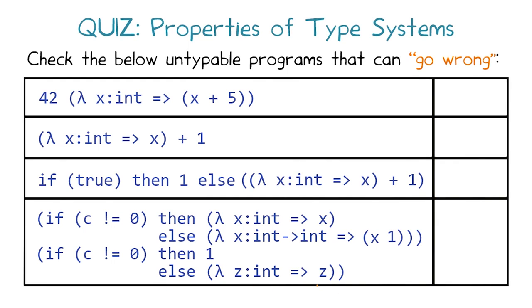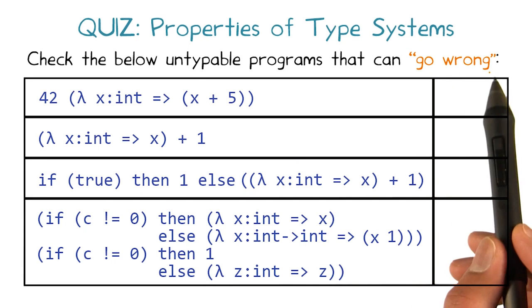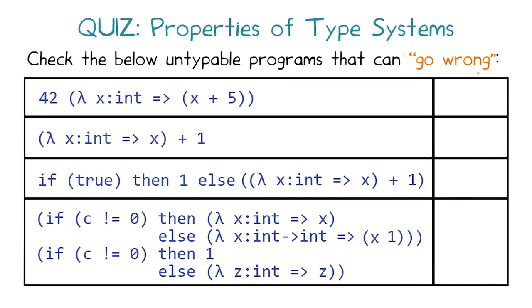All of these programs are untypable according to the rules we have described in this lesson. However, not all of them correspond to programs that would exhibit an error on execution. Check the boxes corresponding to which of these programs can go wrong. That is, there is some execution on which an error would occur.